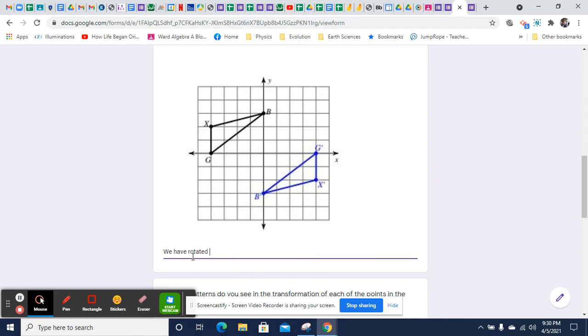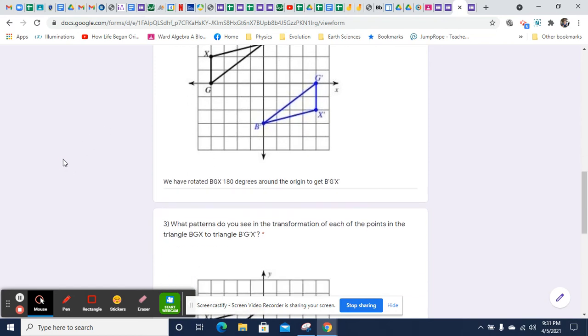Okay, so we have rotated BGX, and we've rotated it around the origin. We've rotated it 180 degrees around the origin to get B prime, G prime, X prime. Okay, and it doesn't matter whether you do it clockwise or counterclockwise, 180 degrees is going to get you the same place either way.